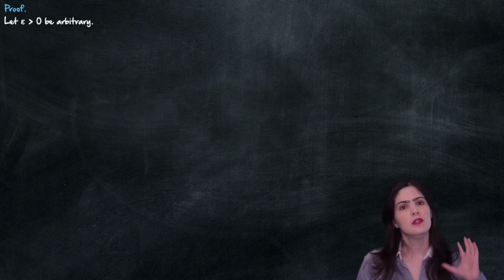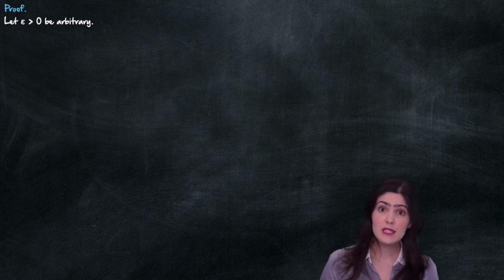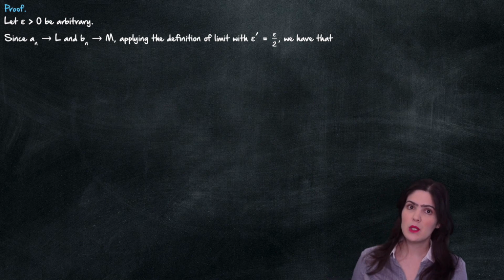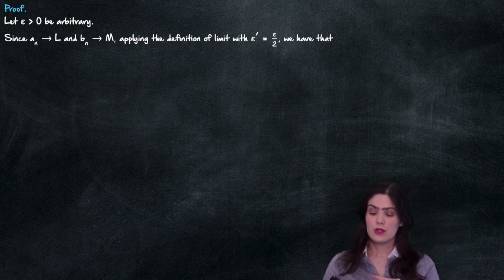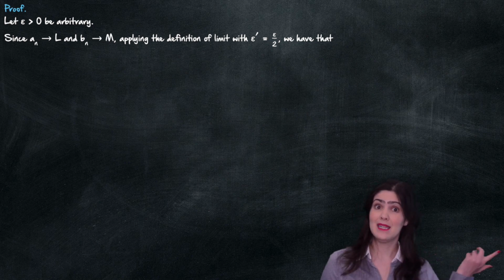Okay, so let's start. As always, we will begin with fixing an arbitrary epsilon positive. And then, well, we need to use these facts. We need to use the fact that we know that an converges to L, and we need to use the fact that bn converges to M. And here we're going to apply the definition of limit with epsilon prime equals epsilon over 2. Remember, that's what we did.